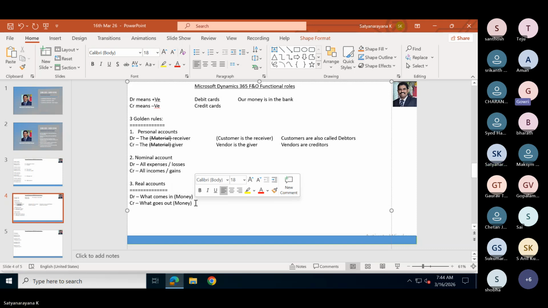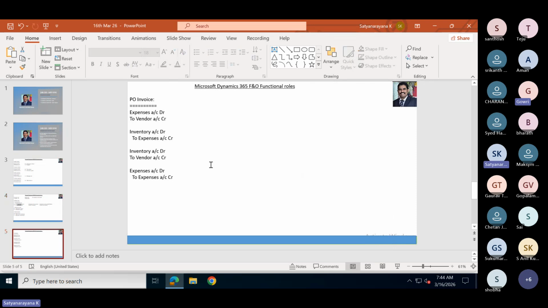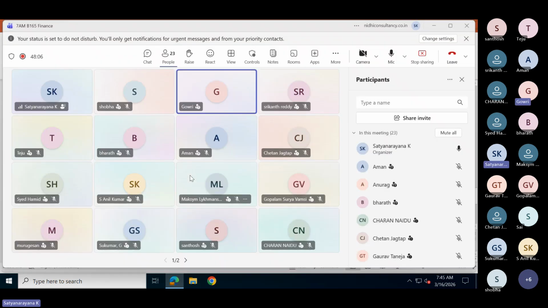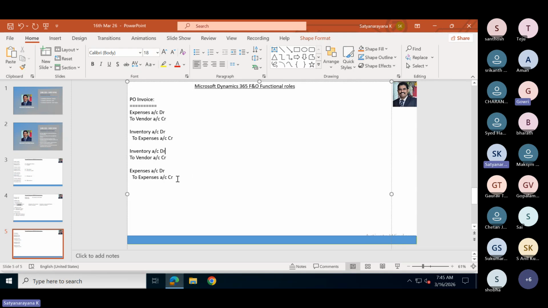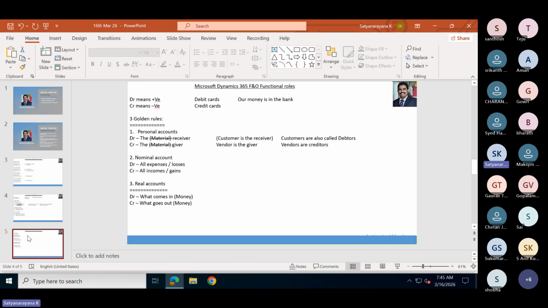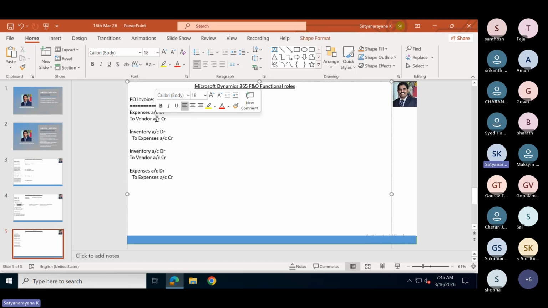My point is, Satya, I'm not debating you here. One second, let me complete. You said that in the invoices, only personal accounts and nominal accounts are used. What I'm saying is, in the invoice also, even real accounts are used. Real account is money. Where is it involved here? There is no money involved. Money is involved at the time of payments.